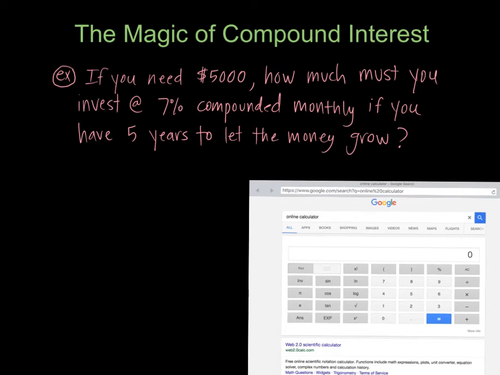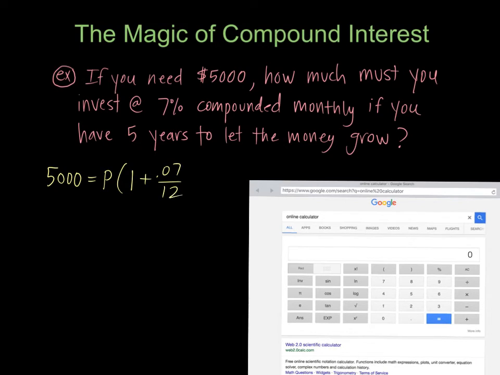Okay, so let's do one more. In this case, we need to have $5,000 5 years from now. I know exactly that I need 5,000, and I know how much interest I can earn, and my question is, how much do I need to invest? So I need the balance to be 5,000. I do not know the principal. That's the question. 1 plus 0.07.